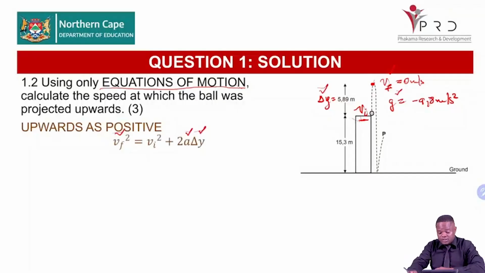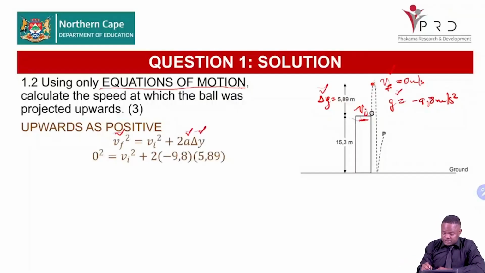Are you seeing the trick, grade 12? Right, then we substitute now. Okay, final velocity, we say it is 0 when it stops instantaneously. Our g is a negative 9.8, and then our displacement there is a positive 5.89 meters. And I hope we got it correct. And then what are we getting? We're getting a value of 10.74 meters per second upwards.